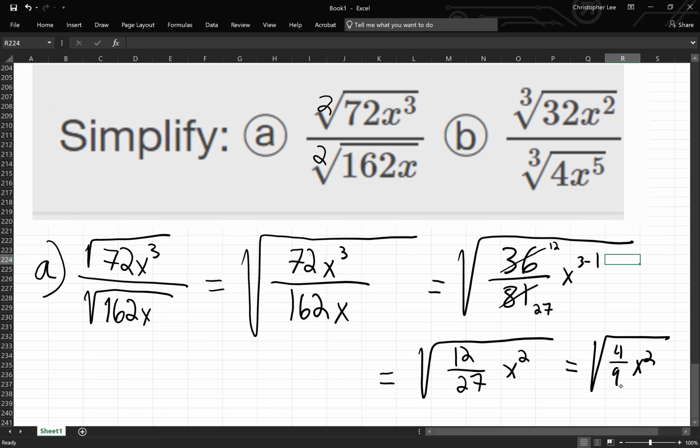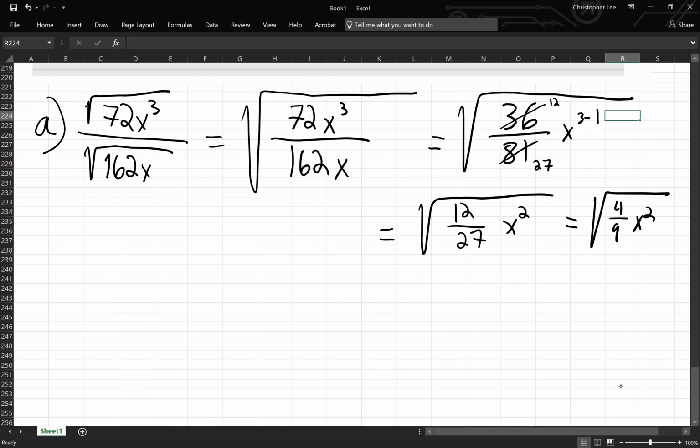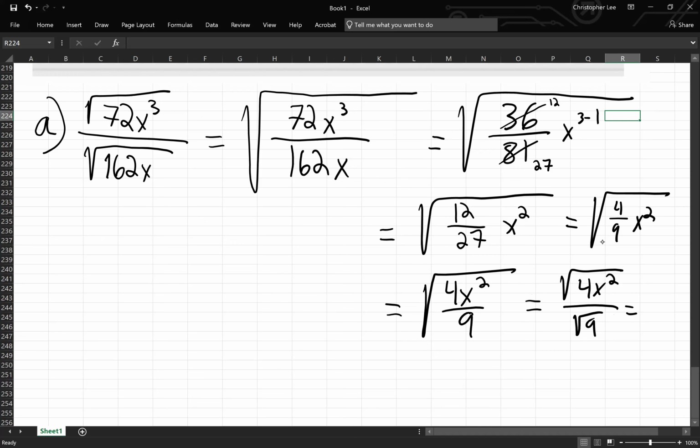Not too bad. But now check this out. I got the square root of 4x squared over 9. I feel like it'll make this pop a little bit more if I just rewrote this as a radical over radical. So square root of 4x squared over square root of 9. So this would be 2x over 3. And that's my answer.